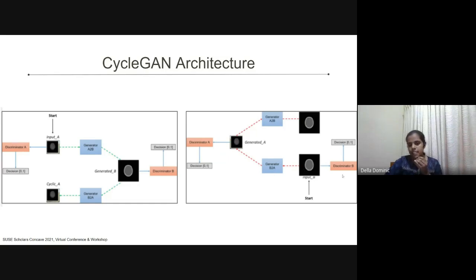This cycle consistency loss is really important, and that is one of the main advantages of CycleGAN. It is important because we are using unpaired images. Both the cycle consistency loss and the adversarial loss, that is the conflicting loss between the generator and discriminators, are used to train the model further and improve it.